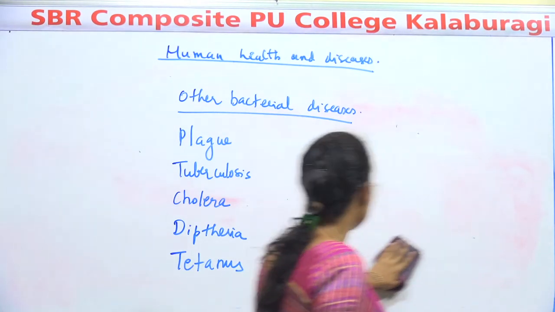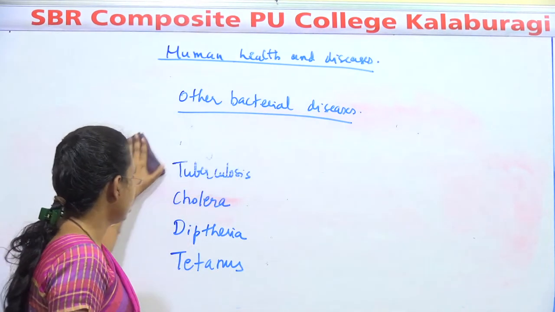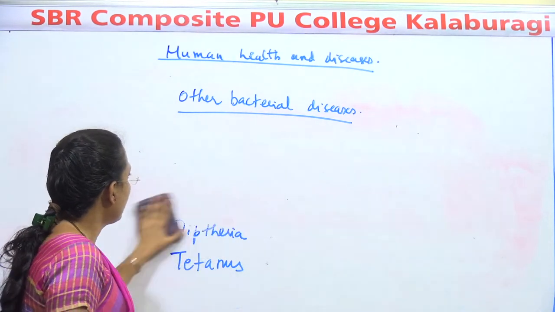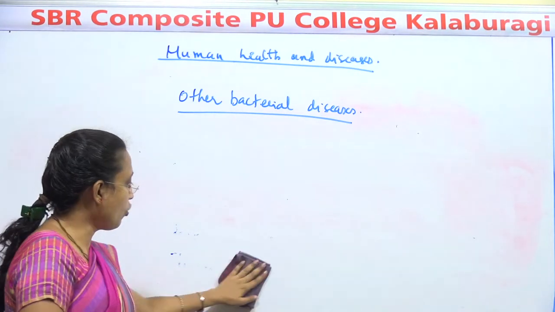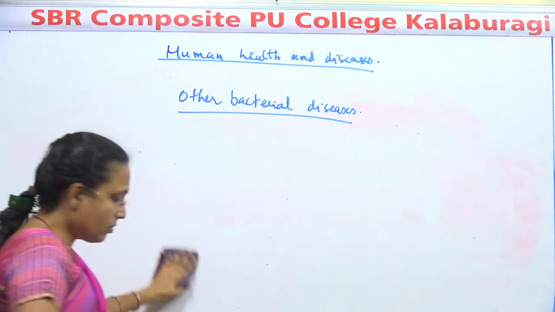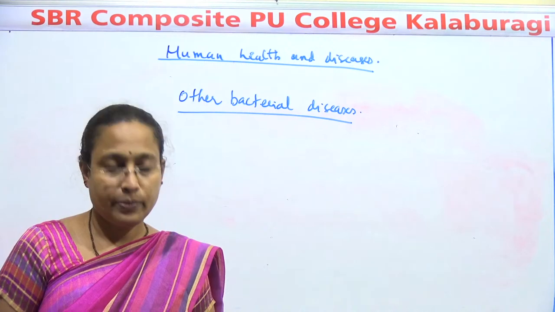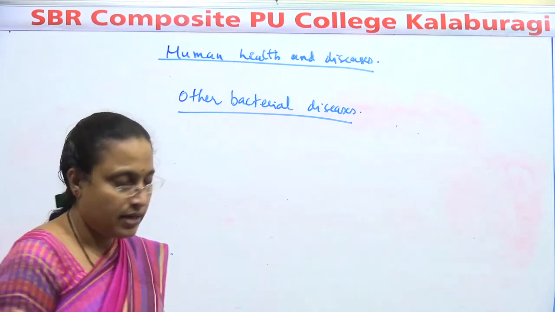So these are some of the bacterial diseases, and even other bacterial diseases like leprosy, where there is deformity in the limbs and digits. That is caused by Mycobacterium leprae. Now, the list of viral diseases.